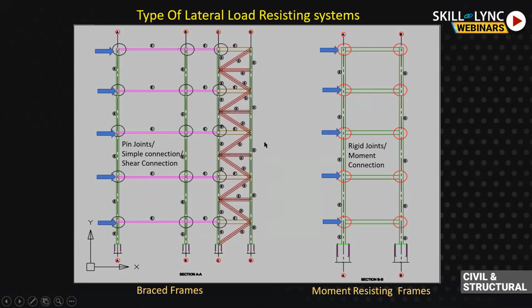On the opposite side, there is the moment resisting frame. When it is subjected to lateral loads, all the joints are rigid joints, which are nothing but moment connections. That means they are designed to transfer moment, shear, and axial force, all three together. So there is a moment transfer from beam to column and column to beam, and hence the whole system is known as a moment resisting frame system.